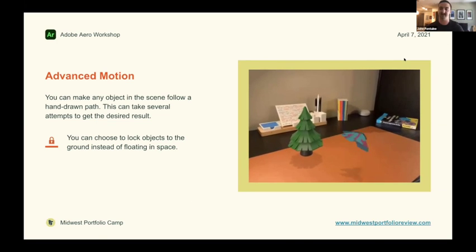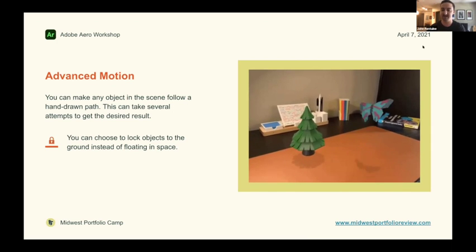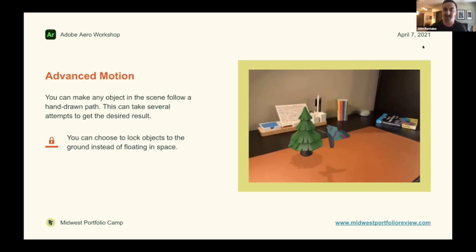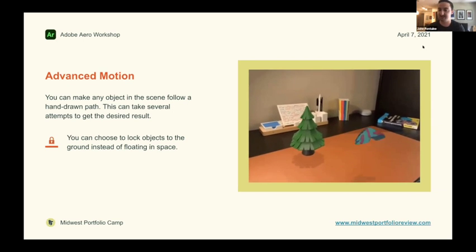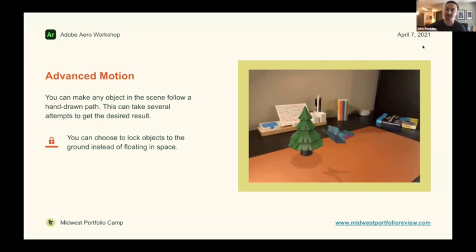If you want to get a little more fancy, there is an option to make objects move along a hand-drawn path. So as you can see, that butterfly is moving on a loop-to-loop that I drew with my finger on the iPad. If you don't want objects to float in space, there is also an option to lock them to the ground plane. So if you wanted to have a car driving or a ship sailing, make sure you lock that option and it'll make drawing a path a lot easier for you.